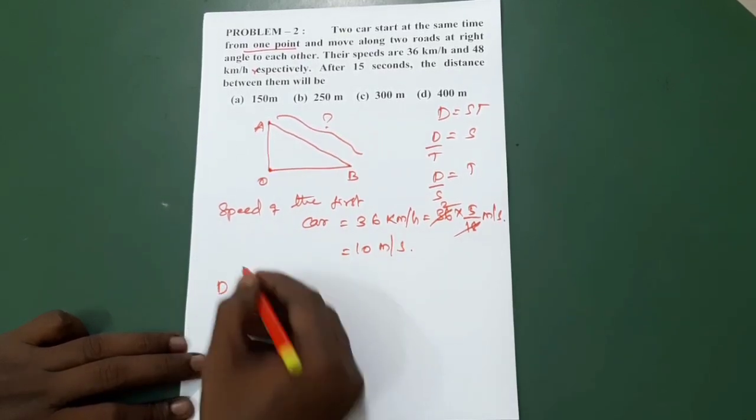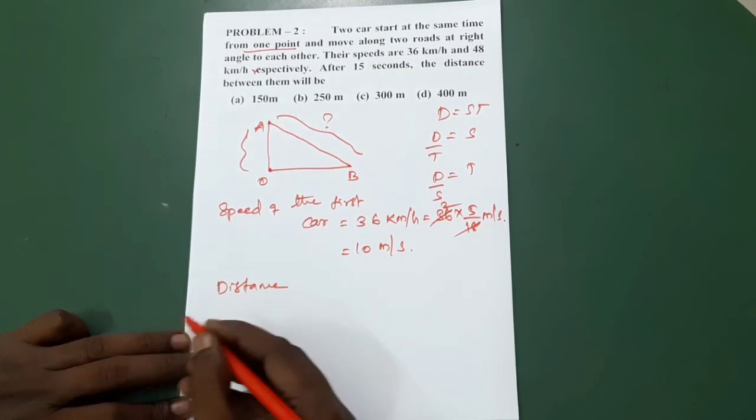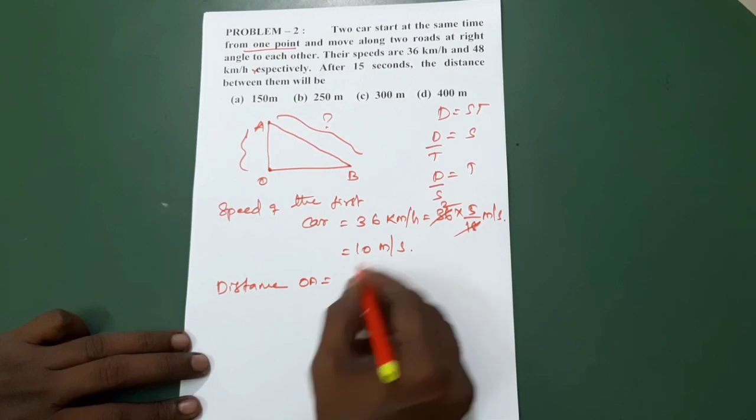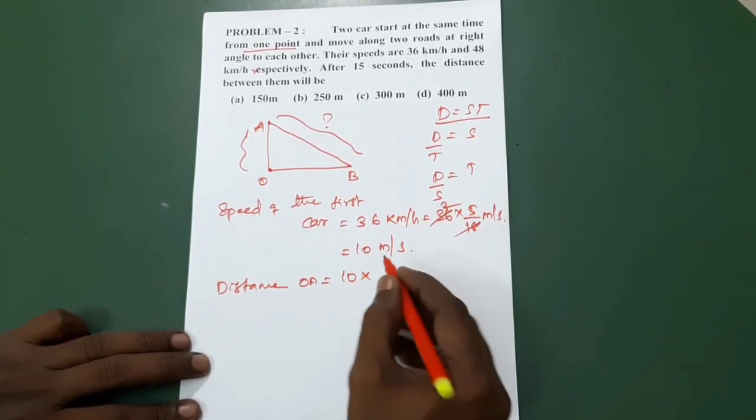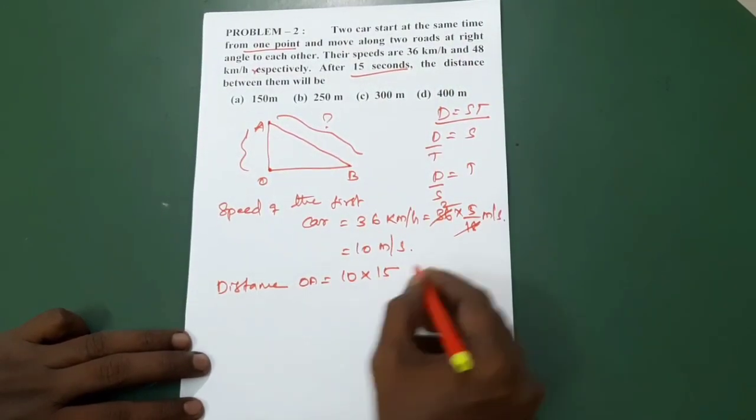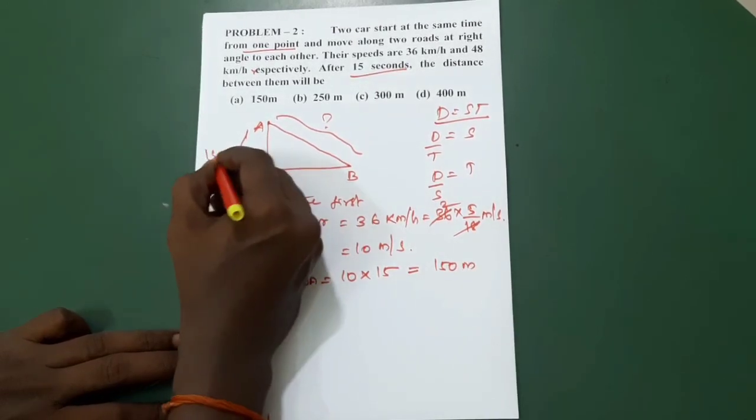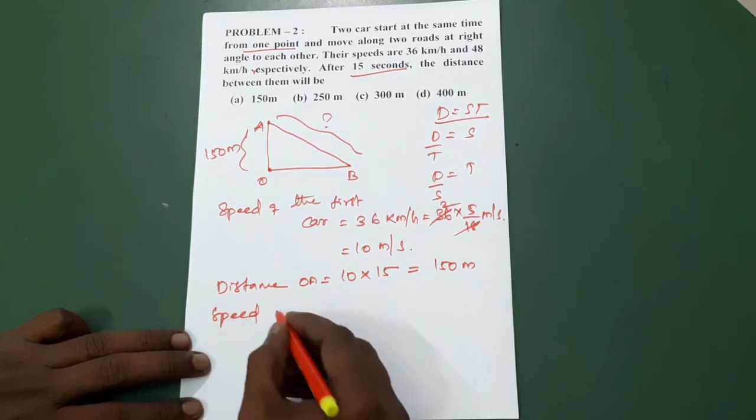Then the distance OA is equal to, the formula is distance is equal to speed into time. So speed is 10, the time is 15 seconds. So the first car covers 150 meters. The same way we can find the second car.